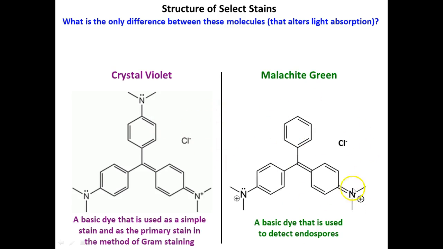So malachite green is something we're going to use later, right? And as you can see, it's a greenish dye. And look, it's structurally very similar, right, to crystal violet. Again, positively charged dye. And the differences here, right, what is the only difference between these molecules? What alters the light absorption? In this case, it's this portion of the molecule.